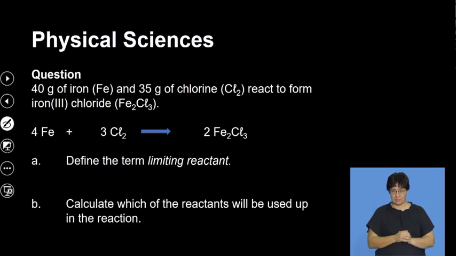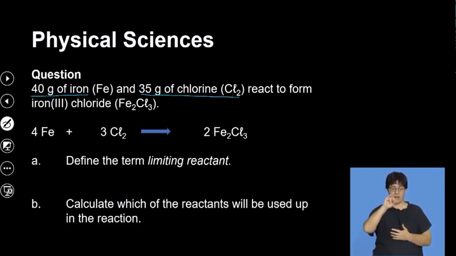Now we have 40 grams of iron metal and 35 grams of chlorine. These are the quantities in terms of mass that are given. These two react to form iron(III) chloride. Very important in terms of chemical formula: iron(III), because iron is a transition metal, simply tells us that in this ionic compound, iron has an oxidation number of 3+.